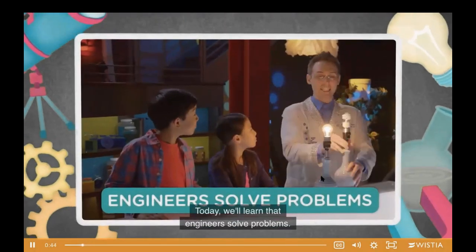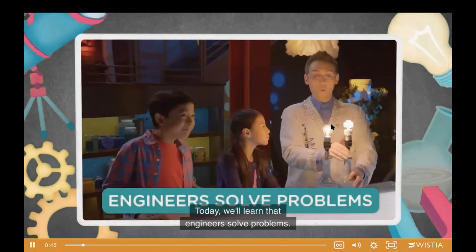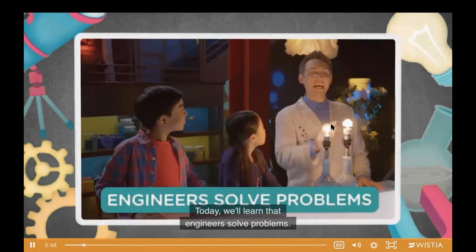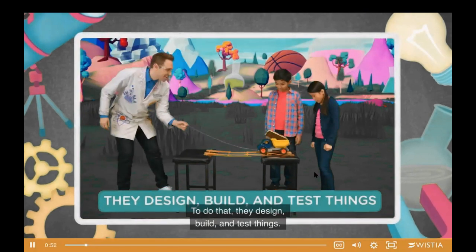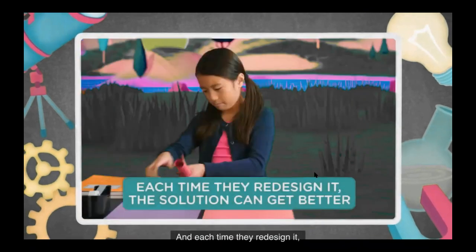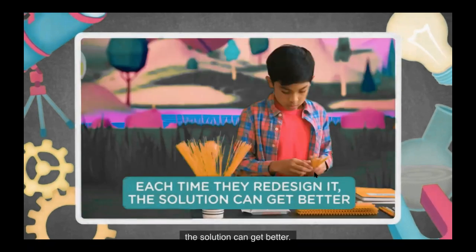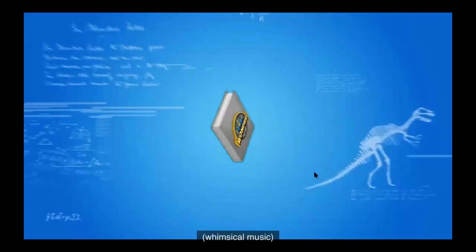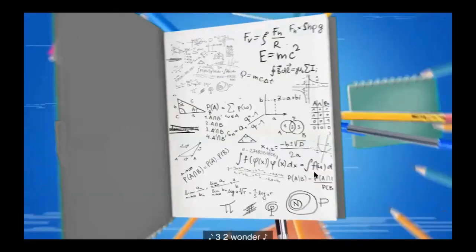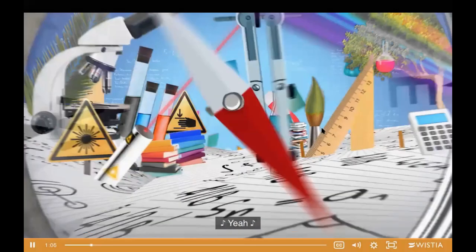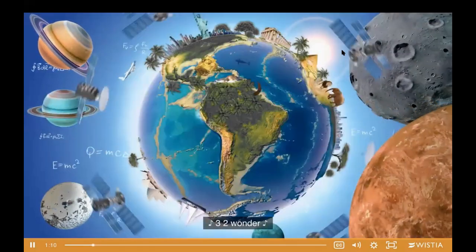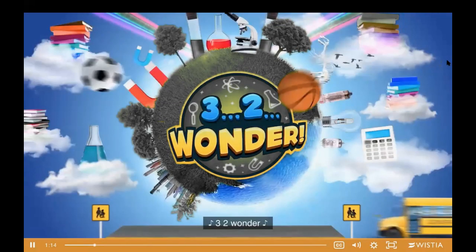Today, we'll learn that engineers solve problems. To do that, they design, build, and test things. And each time they redesign it, the solution can get better. 3, 2, wonder! Yeah! 3, 2, wonder! Hey! Let's go! 3, 2, wonder!